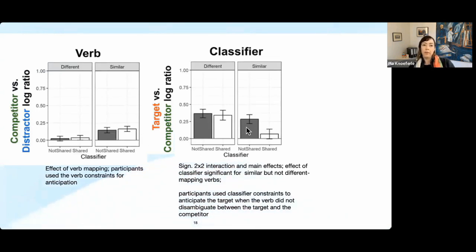All right, so for the classifier region, the target versus competitor ratio is in focus here. Now we're looking at the target. Here we see a 2-by-2 interaction and main effects. All of these were significant. The effect of classifier was significant for the similar, but not the different mapping verbs. What that means, interpretation-wise, is that participants were able to use the classifier constraints to anticipate the target when the verb did not disambiguate between the target and the competitor.